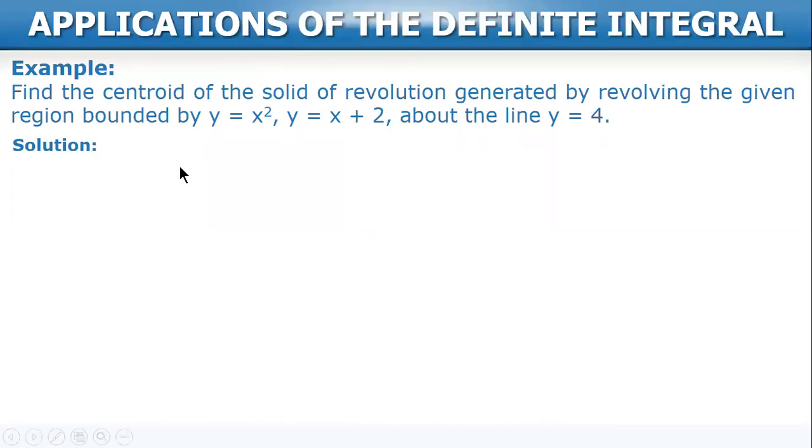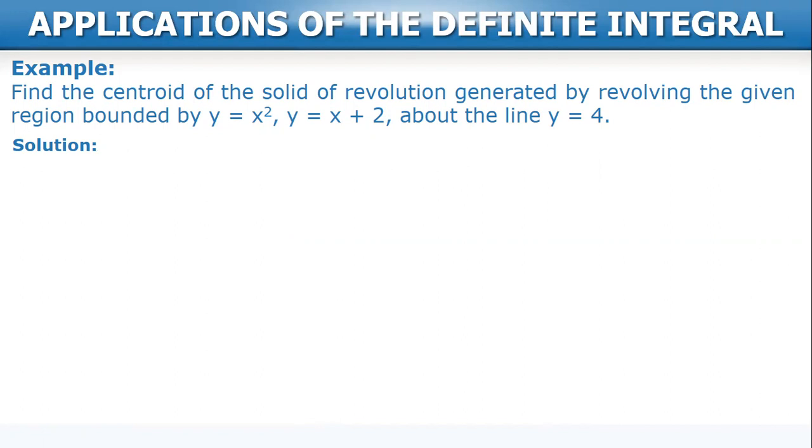First problem is this one. Find the centroid of the solid of revolution generated by revolving the given region bounded by y equal to x squared, y equal to x plus 2, about the line y equal to 4.